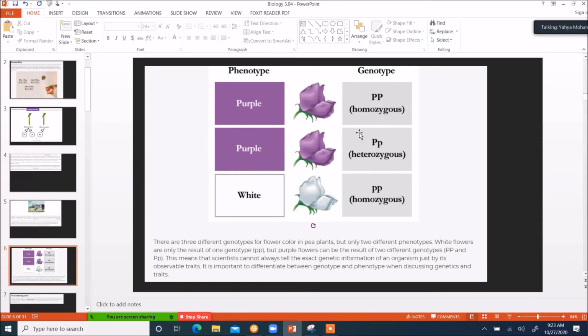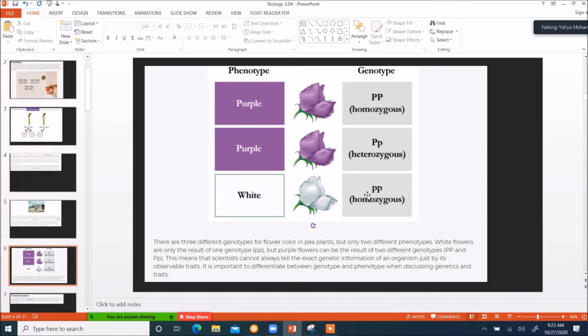So in the second one, you have capital P, lowercase p. So the capital P wins, and it's going to be purple. So both of these are going to be purple. You notice how they have different genotypes, these two, but they have the same phenotype, right? Different genotypes, meaning down in the DNA it's different. But what manifests on the outside, what color the flower is, is exactly the same.